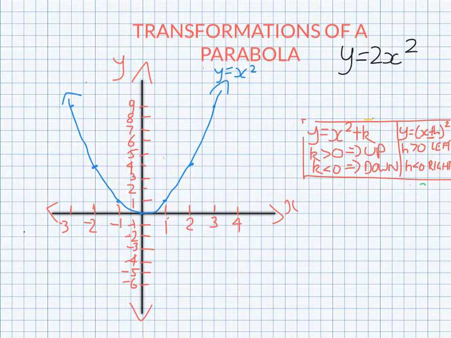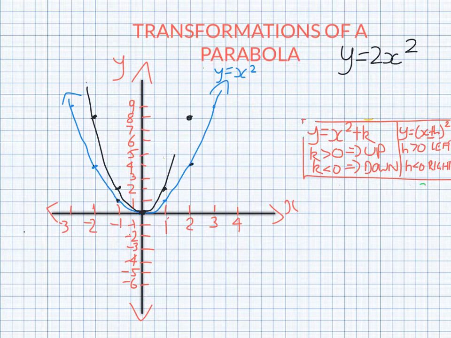Okay, so that multiplies the y coordinate by 2. So it would still go through (0, 0). When x is 0, y would be 0. But if x is 1, y would be 2 times 1 squared, or 2. It multiplies the y coordinate by 2. So here the y coordinate was 4. It's now going to be multiplied by 2 and go to 8. Here the y coordinate was 1. It's multiplied by 2. Here the y coordinate was 4 and it is multiplied by 2.